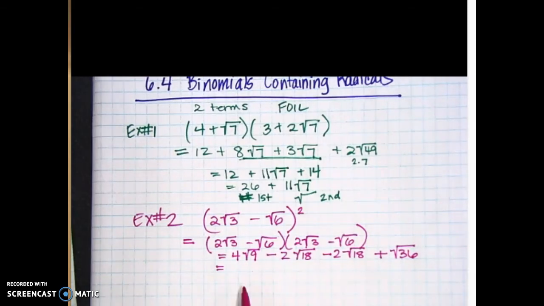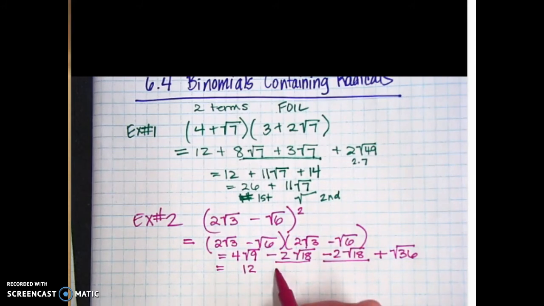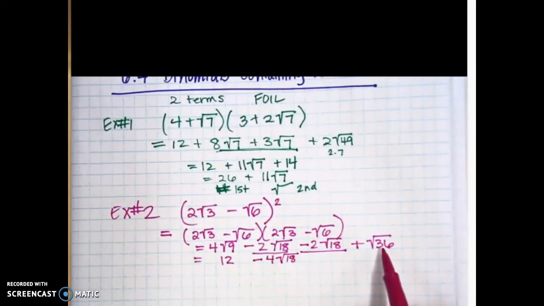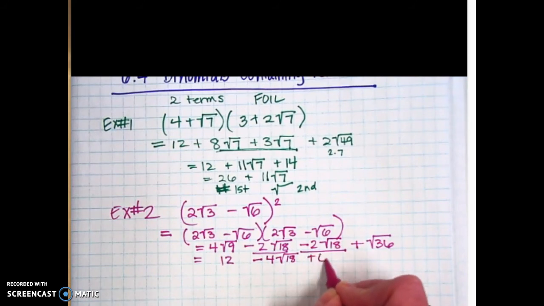So let's simplify as much as we can, right? We've got square root of 9. Square root of 9 is 3. 3 times 4 is 12. Okay. Then we've got this term and this term, which are like terms. So I'm going to combine them to get negative 4 square roots of 18. And then over here, I've got the square root of 36, which is 6.